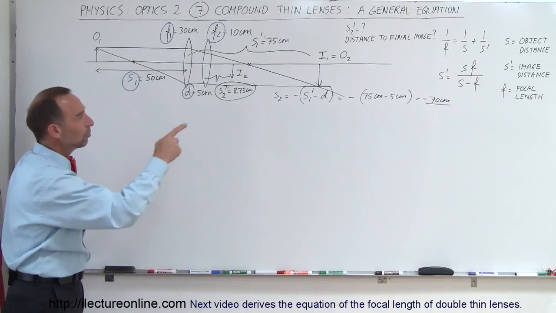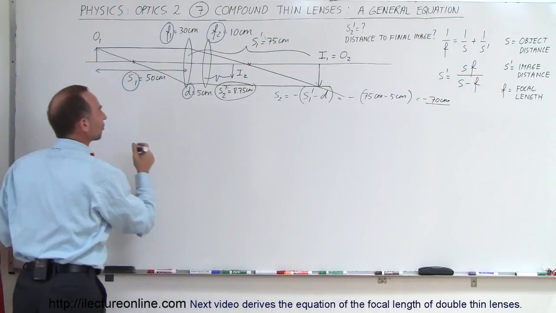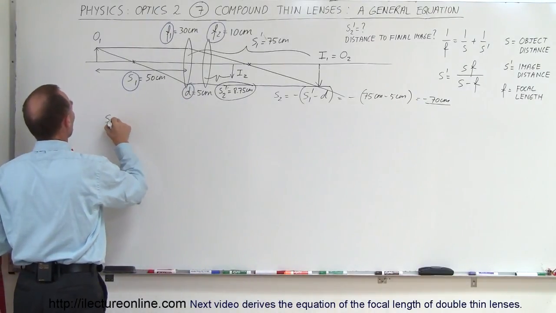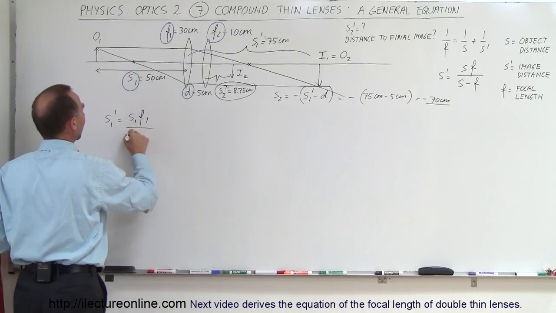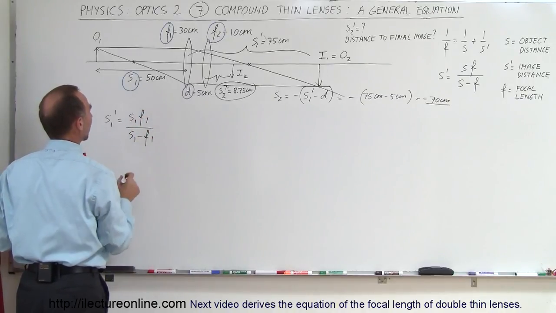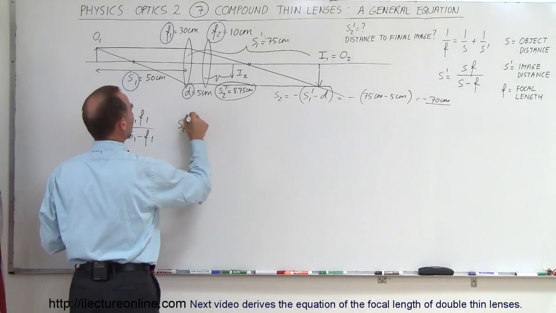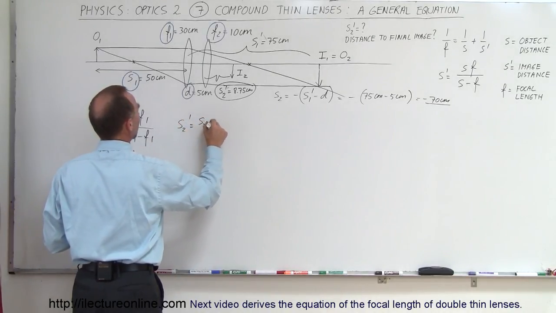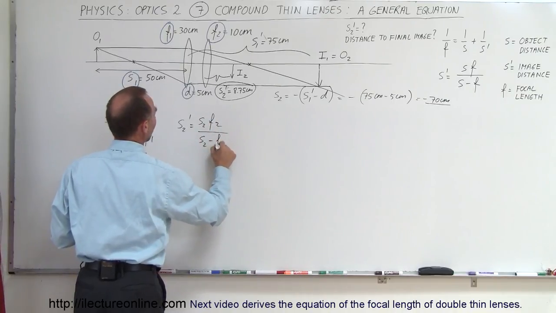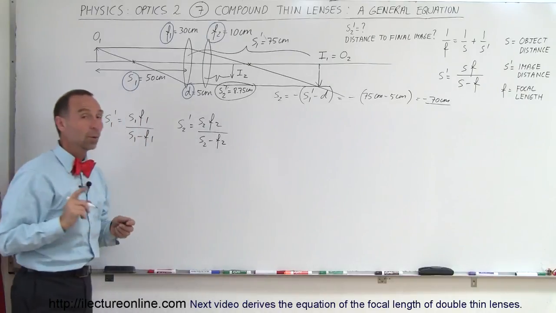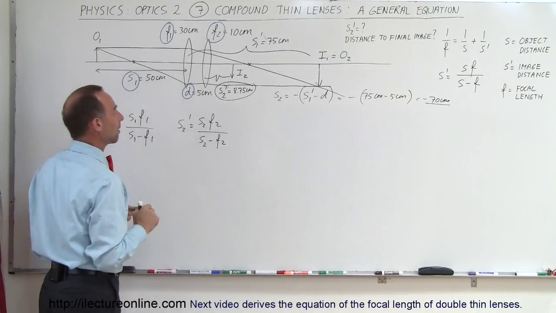All right, so we use the lens equation again right here in terms of the first and second lens. So we have S1 prime is equal to S1 F1 divided by S1 minus F1. We also have that for the second lens, so S2 prime is equal to S2 F2 divided by S2 minus F2. Now, what we're ultimately after is this number right here, S2 prime.